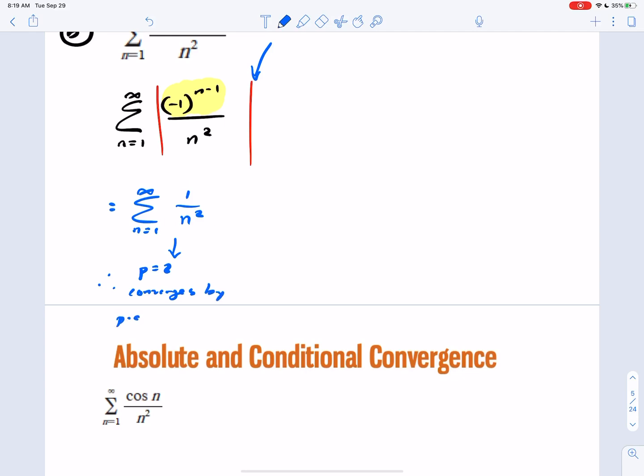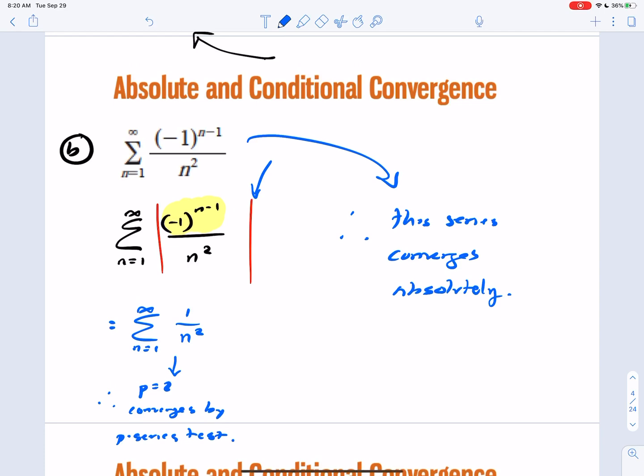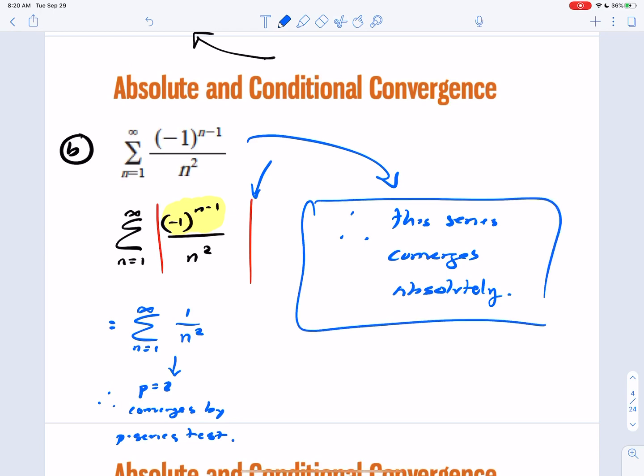All right, so since P equals 2, therefore it converges by the P-series test. So what's my ultimate conclusion here? If the new series converged, therefore this series converges absolutely because we took the absolute value. That's a very easy way to remember it. Cool, let's keep going.